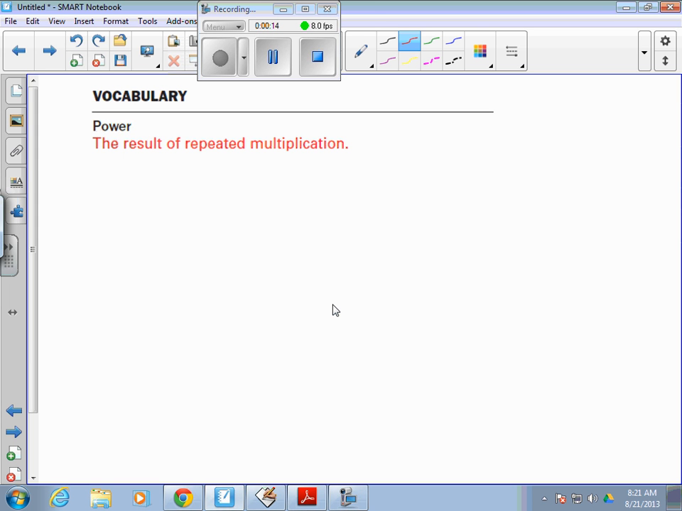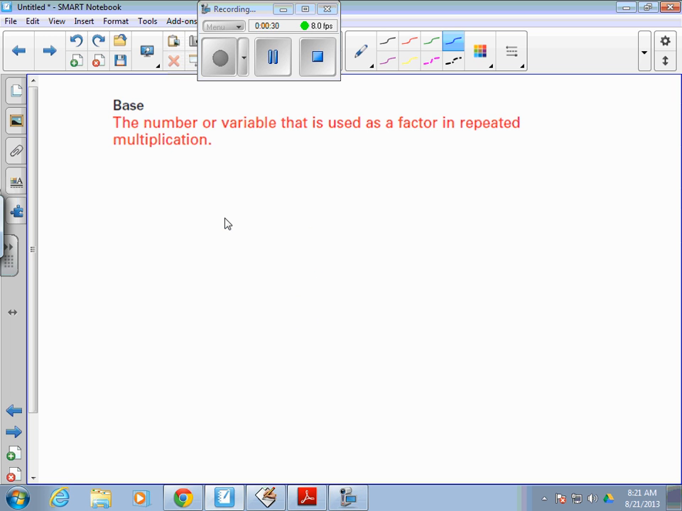First one is a power. It's the result of a repeated multiplication, like 2 times 2 times 2. 2 times 2 times 2 would give you 2 to the third power. Again, don't copy down word for word definitions, just in a few words what it means to you.